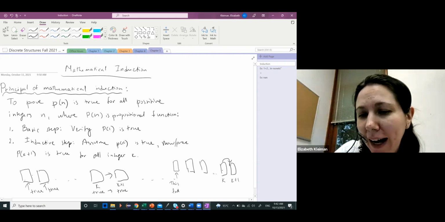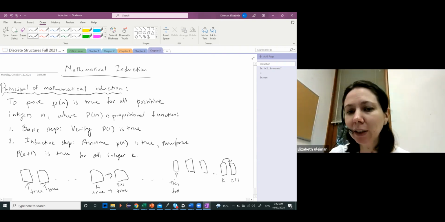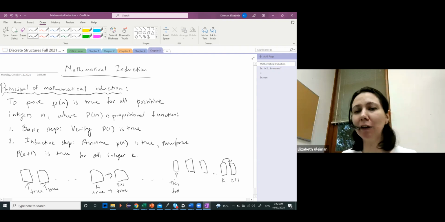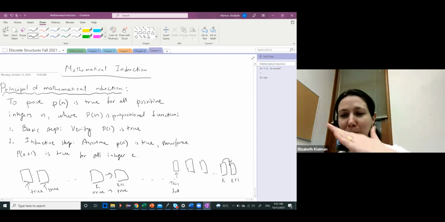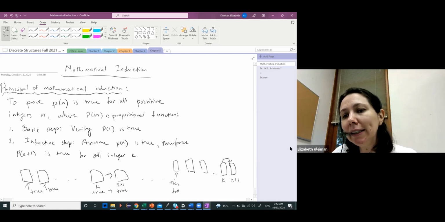So if I know that I pushed k, then k plus 1 is also pushed and also fell. That's all I need to know. And then you're going to have a domino effect of falling dominoes, okay? Or falling books in our case. So I already did a couple of examples for you, and we're going to continue with even more examples.